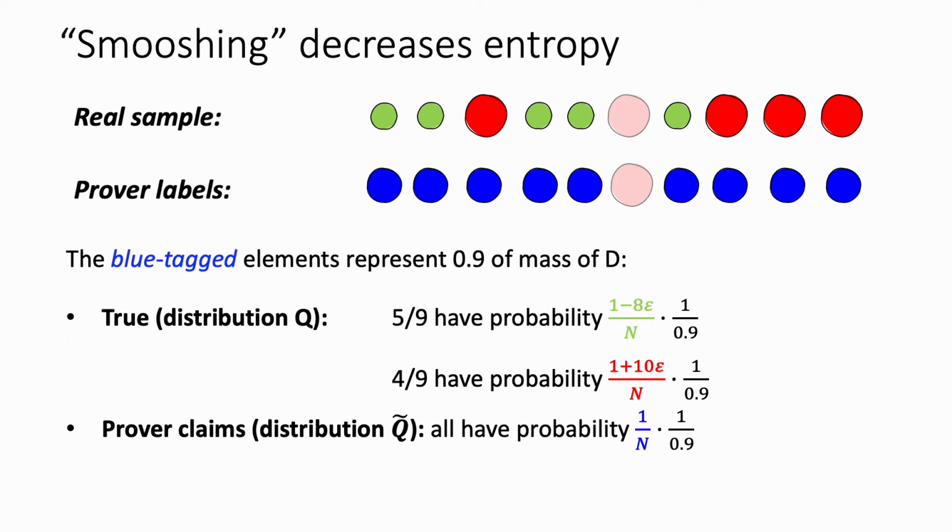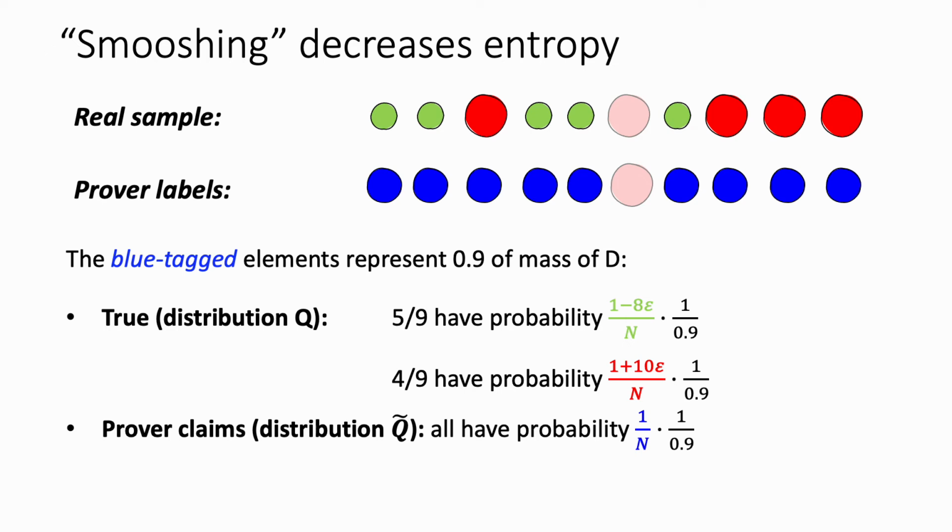We focus our attention on the elements tagged blue. As 90% of the sample is tagged blue, the prover essentially claims that 90% of the mass of the distribution is on blue elements, where in fact, of this 90%, 5/9 are green and 4/9 are red. Therefore, if we think of distribution Q representing 90% of the mass of the distribution, it is in fact composed of 5 parts green and 4 parts red elements, normalized. What the prover claims is a uniform distribution with each element of blue mass.